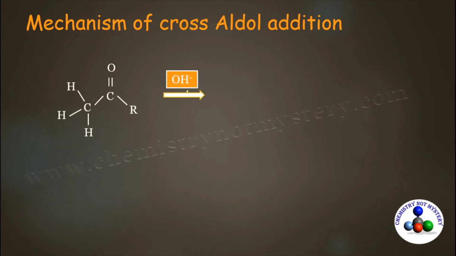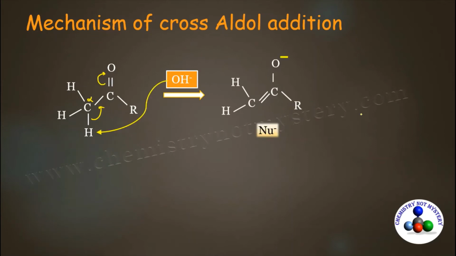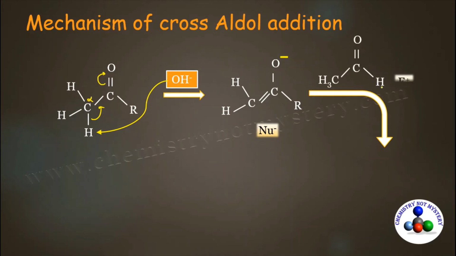Base will abstract alpha hydrogen from the ketone, and as a result of it, enolate ion will be formed. This enolate ion acts as a nucleophile. It will attack over aldehyde that will serve as an electrophile. So negative charge of oxygen moves between carbon and oxygen, and through the double bond of carbon and carbon, it will attack over the carbonyl carbon. Now number these carbons.